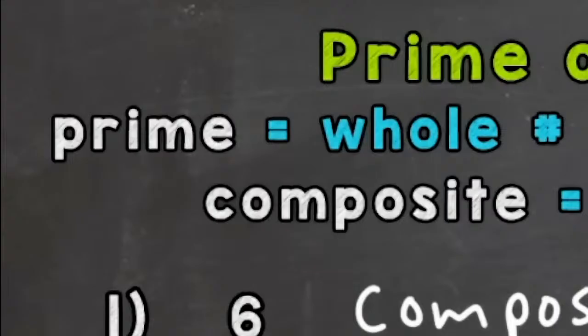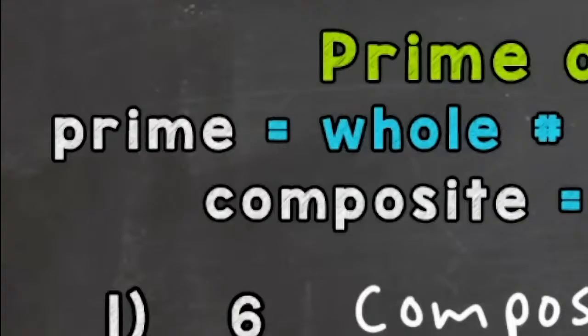Number 3, 7. So let's think of the factors of 7. Which multiplication facts or numbers can we multiply together to give us 7? And actually it's only 1 and 7. 1 times 7 or 7 times 1. So this only has two factors, 1 and itself. So 7 is prime.